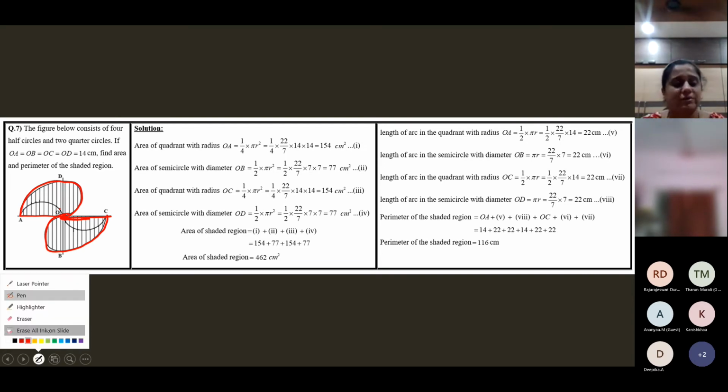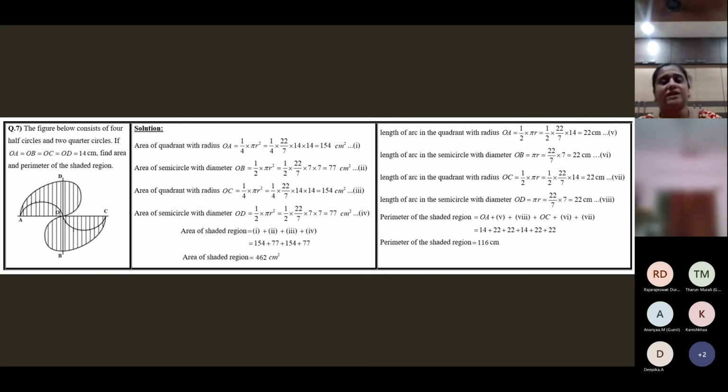Whenever you're tracing the perimeter, you must come back to the starting point. See here, I started here. I went like this along OA. You should not get into the figure. You should go along the boundary. Then I went like this, like this, like this. And now I have to continue.